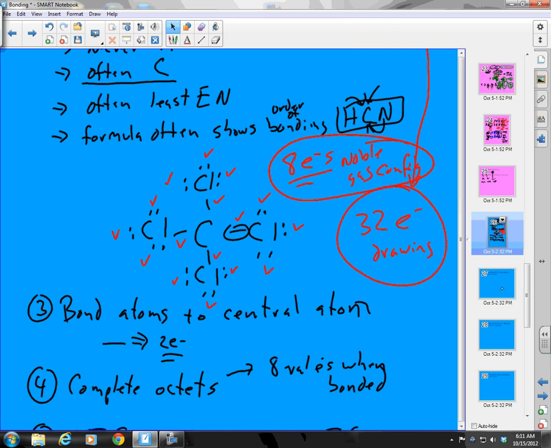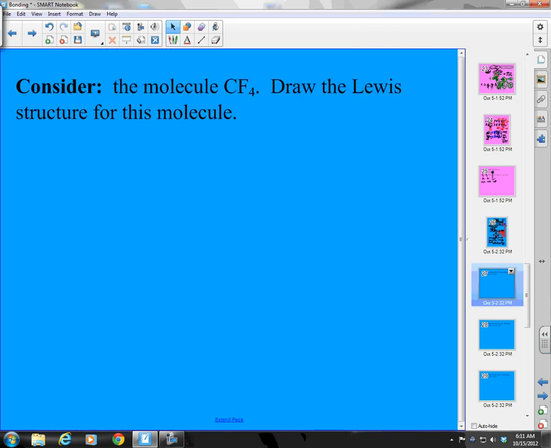All right, let's see if you can do one. Here we go. You guys do carbon tetrafluoride, and then we'll call timeout for the day. All right, what did you do with carbon tetrafluoride? What's the first thing we do? Count valence electrons. Well, we know carbon has 4.